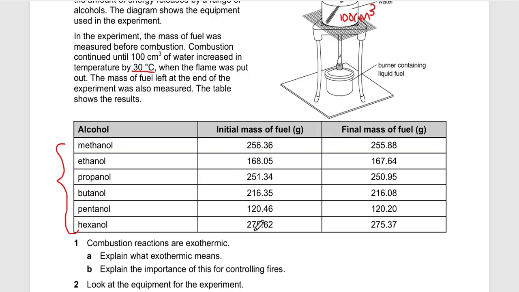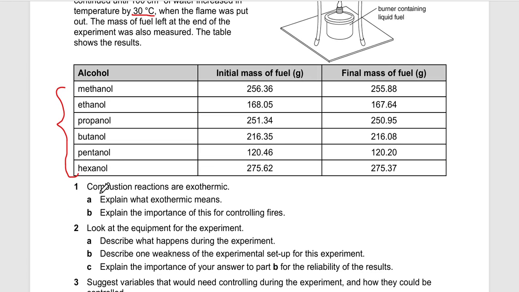So initial mass, I am not going to read these values. So initial masses of each fuel is tabulated here, and then the final mass is also given here, right? When you just look at the results for each fuel, which one is greater in value? Is it the initial mass or the final mass? Initial mass is greater than the final mass, right? So once the combustion has taken place, there's a reduction in the final mass. Okay, let's go to the questions now.